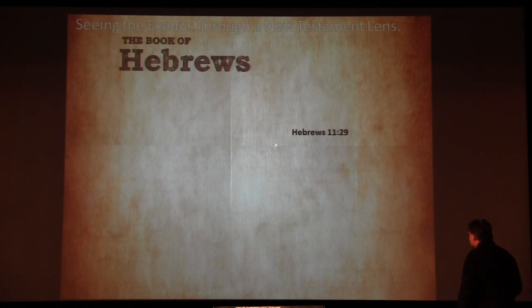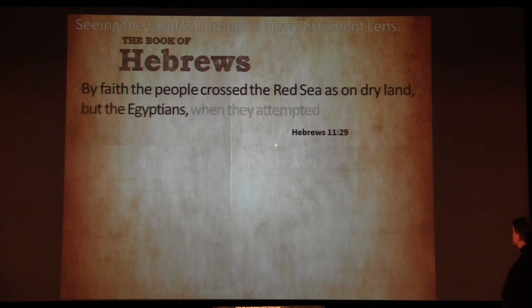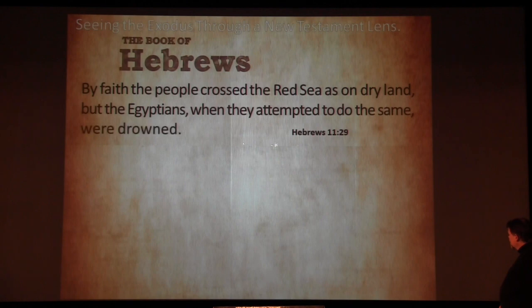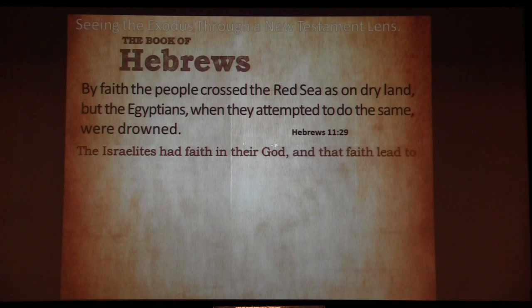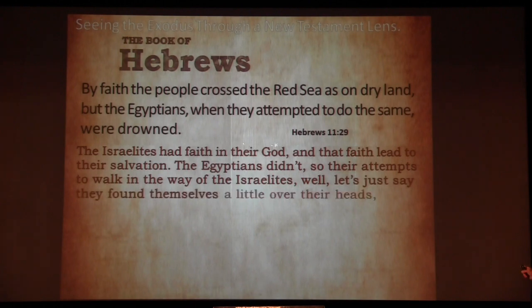Again in Hebrews, by faith the people crossed the Red Sea on dry land. But the Egyptians, when they attempted to do the same, were drowned. Now, the Israelites had faith in their God, and their faith led to their salvation. The Egyptians didn't. So their attempts to walk in the way of the Israelites, well, let's just say they found themselves a little over their heads. Right?